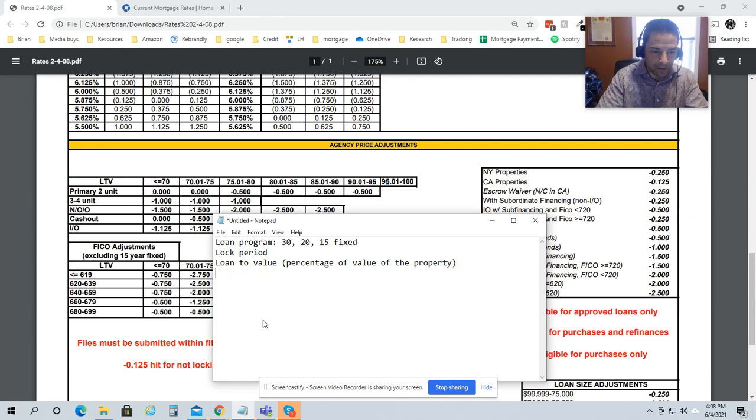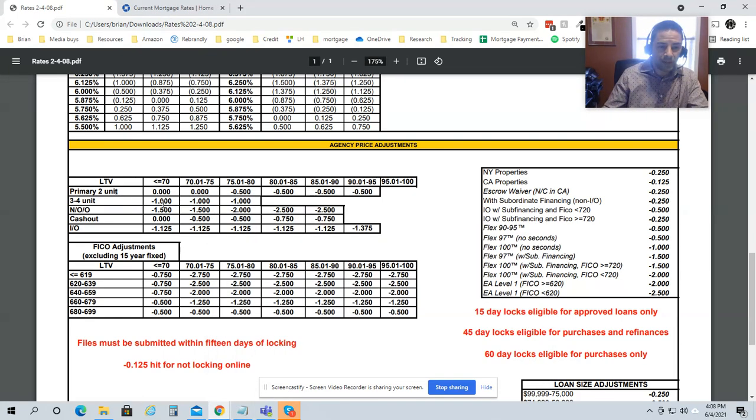Let's call it type of property. Whether it's two family, or a three or four family. For a two family, there's a half point adjustment if you're putting down 5%. On a three or four family, you can see that you can't even get a loan unless you're putting down at least 20% with this particular bank. So you have to put down 20%, at which point on a three family, it'd be a 1 point adjustment to the interest rate if it's a three or four family, right?